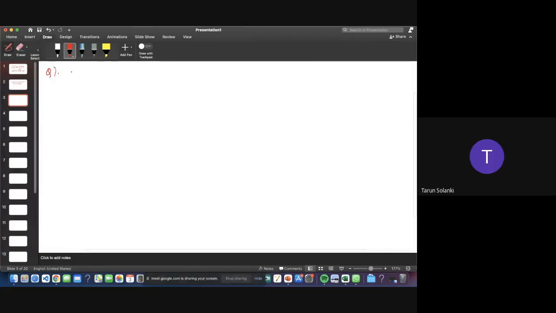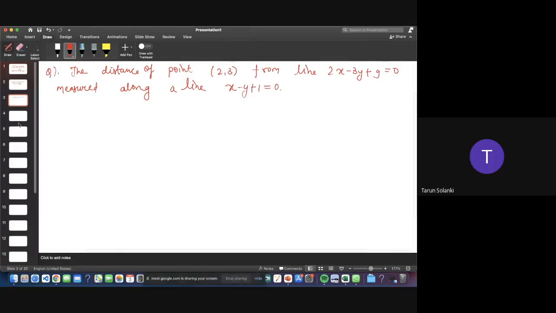The first question: the distance of the point (2, 3) from the line 2x - 3y + 9 = 0 measured along the line x - y + 1 = 0. The options given are root 2, 4 root 2, root 8, and 3 root 2. So we need to solve the question.